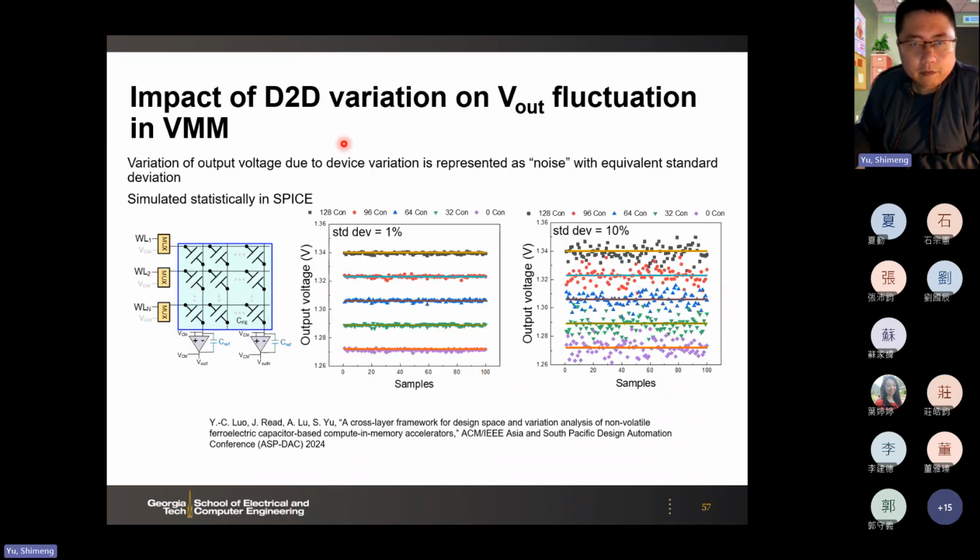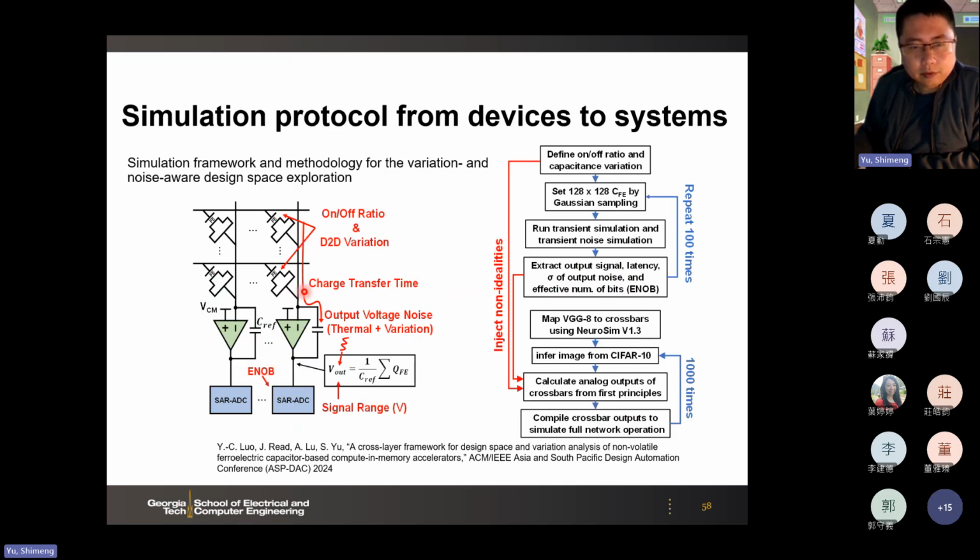Here we are aware of the challenges due to device-to-device variation and also thermal noise. So we did some simulation for vector matrix multiplication with this ferro cap. If the variation is like 1%, then the output levels can be distinguished. But if each cap has 10% variation, then you see that it becomes challenging to distinguish the output voltage levels. And also the thermal noise will further add errors to the output.